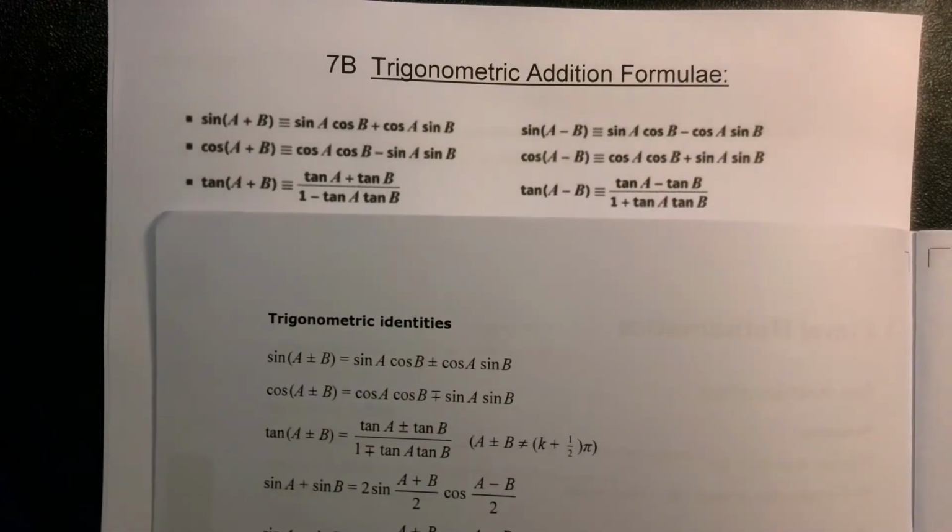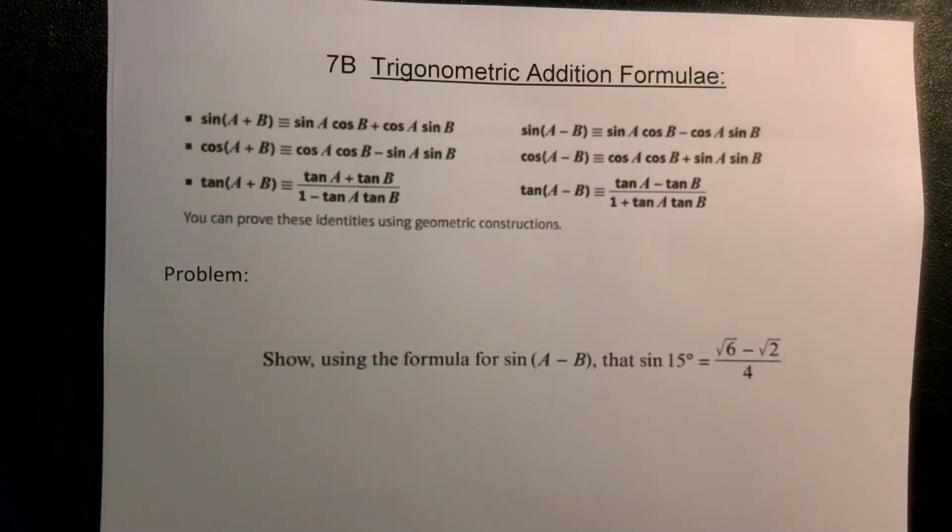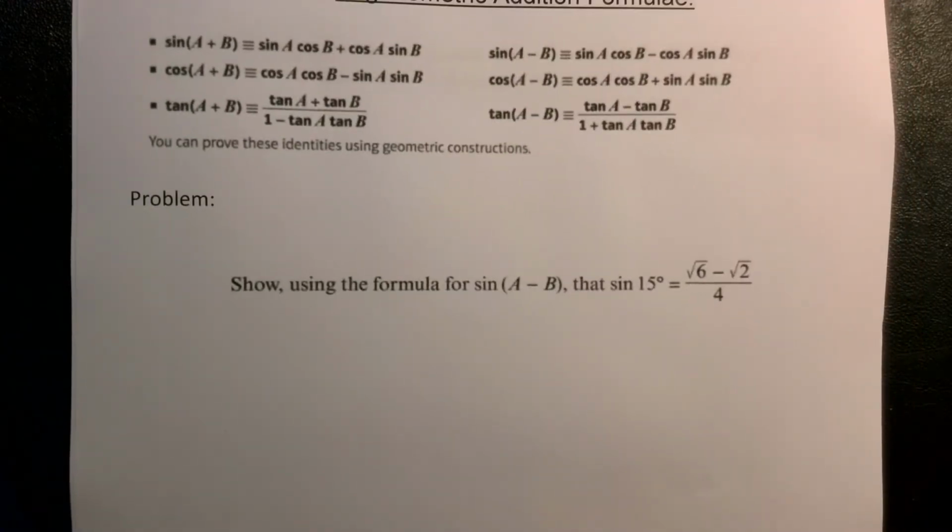Anyway, I'm just going to take you through a few examples of how these can be used. These identities can be proved using geometric constructions, but you don't need that for the exam. You just need to be able to use them.